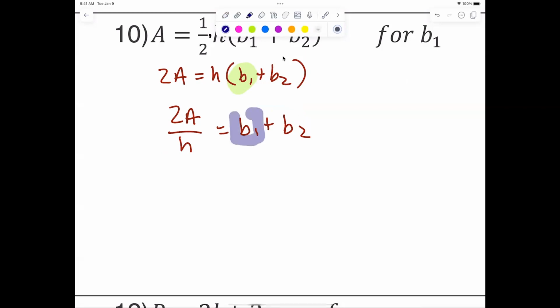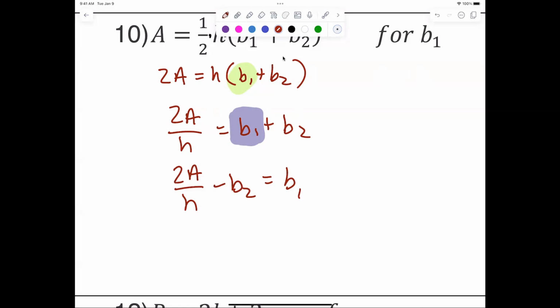Keep in mind, I'm trying to solve for b1. Which one is in the way? So how do I get rid of a plus b? That's it. Come on, man. 2a over h minus b2 equals b1. That's all there is to it.